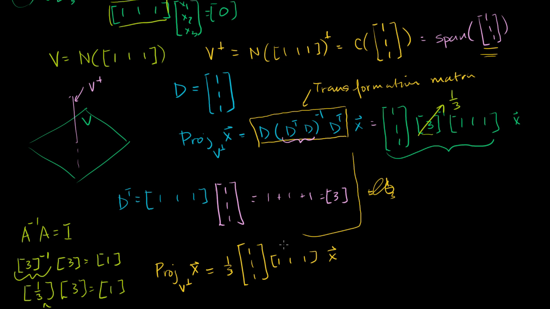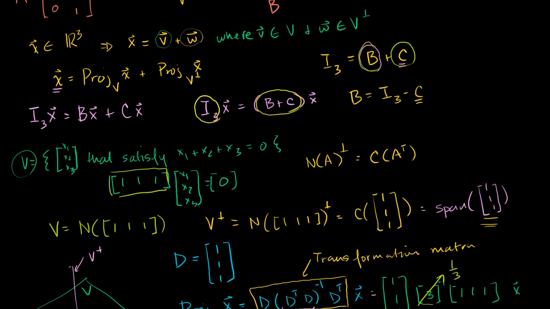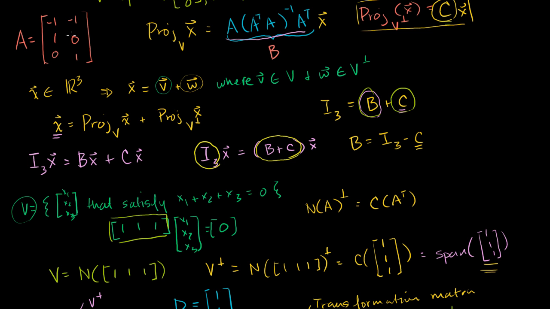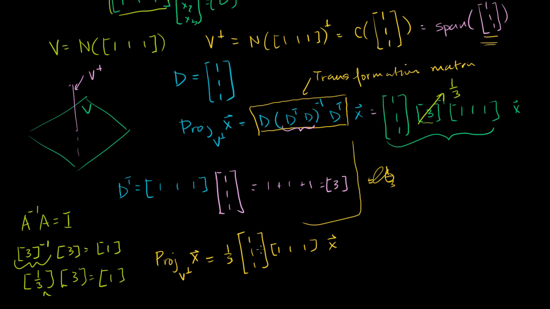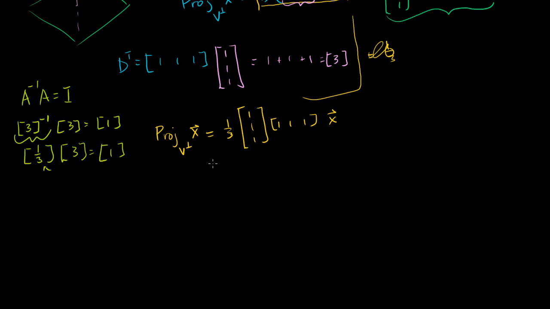And you can see this is a lot simpler than when we did all of this business with the other matrix, which is a harder matrix to deal with. This 1, 1, 1 matrix is very easy. Now, what is this going to be equal to? This is going to be equal to 1/3 times, we have a 3 by 1 times a 1 by 3 matrix. So it's going to result in a 3 by 3 matrix. And what do we get?